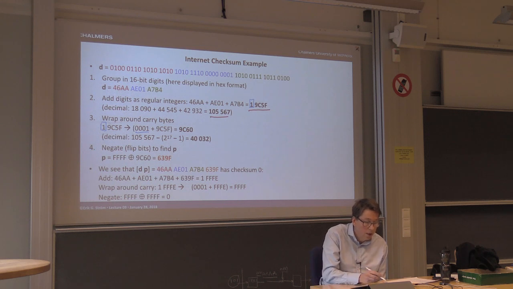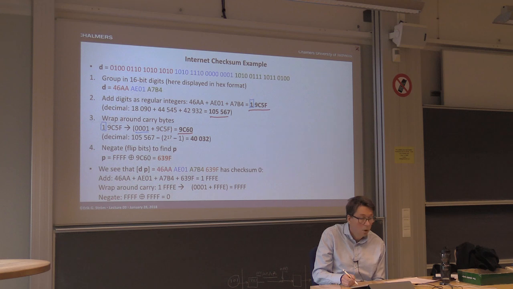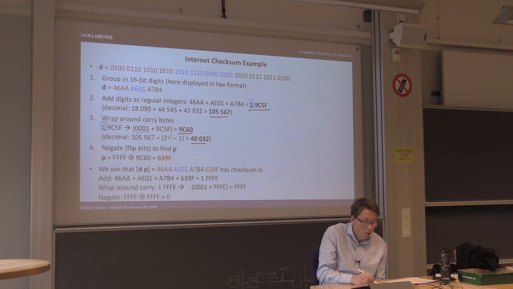So we take the carry bit and add 9C5F, and then the result is this. If we want to do that in decimal, we get the same answer, but we have to do different calculations. Okay, and then we flip the bits to find P.